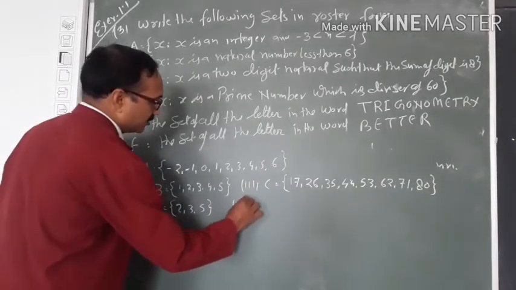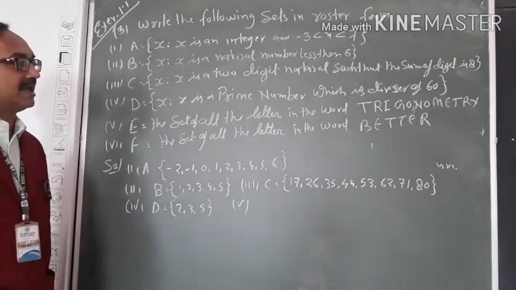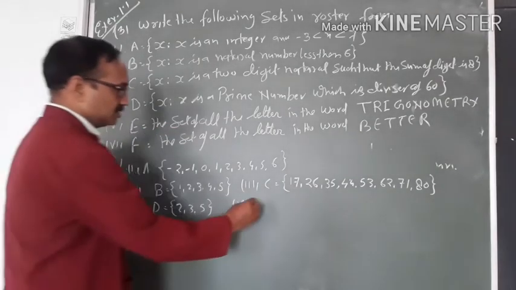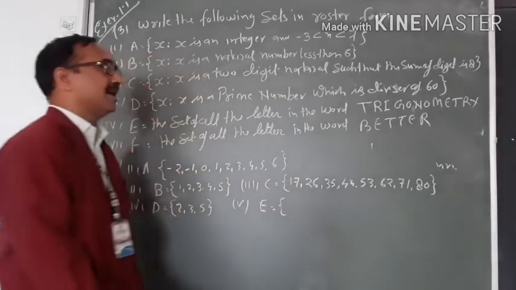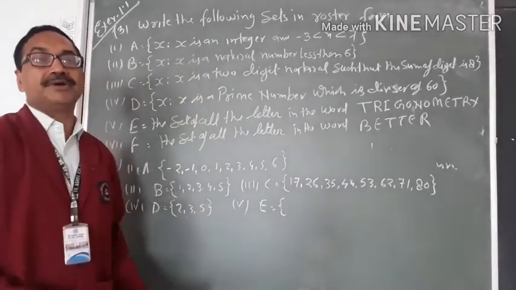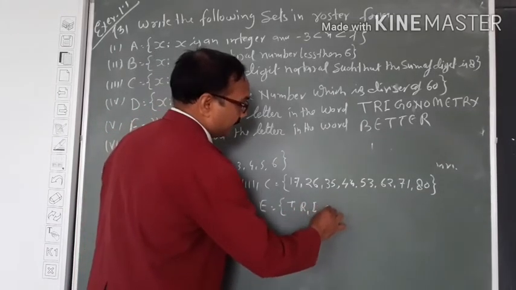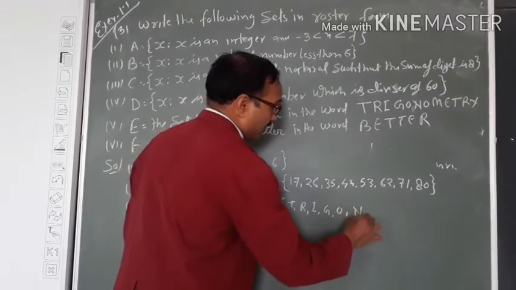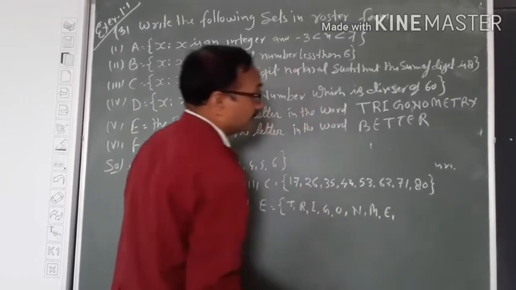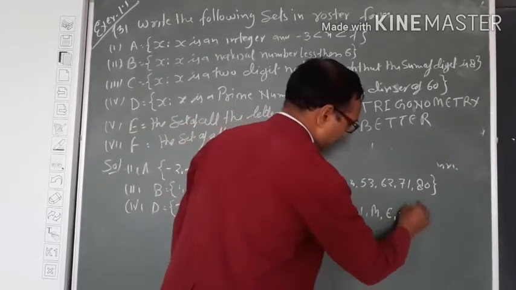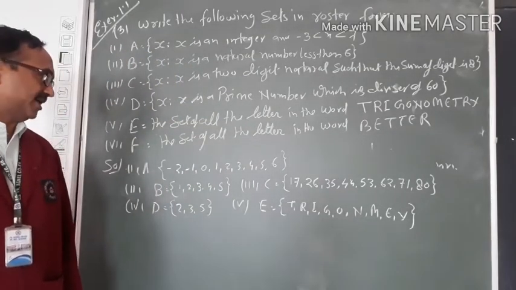Now come to the fifth part. So in the fifth part, what is it? The set of all the letters of the word trigonometry. So in this part, in curly brackets, we write all the letters of the word trigonometry without repeating. That means T, R, I, G, O, N, M, E, Y. Okay? So these are the set of the word trigonometry.